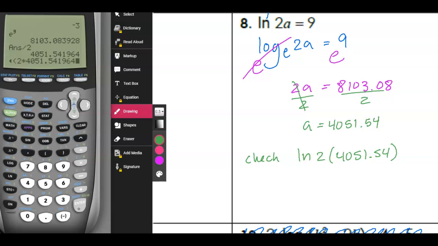In math, you should be using the entire numbers until you round in the very end. Because look, if I had just typed in ln of 2 times 4051.54, times, does it give me exactly 9? No, this is because you rounded too early. That's why I always bring it down using my calculator's amazing functions.